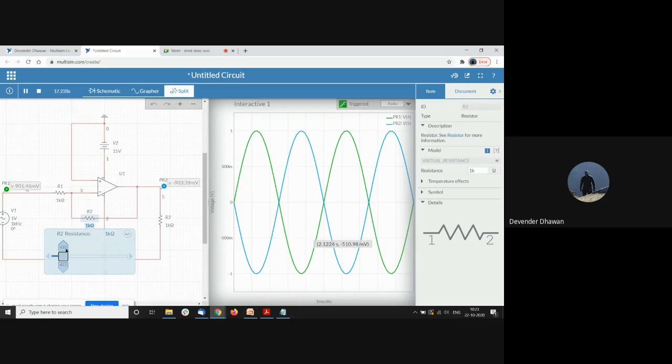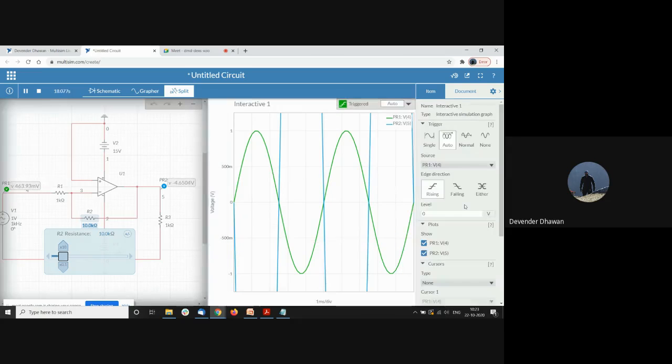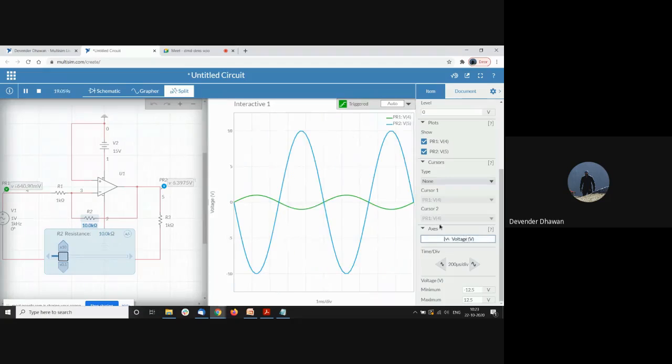So if let's say I increase it to 10, now what would happen? You see that it has been increased. Now you see it is 10 volts, and this one is 1 volt. So the 10 difference is there. Gain is 10 in this case.